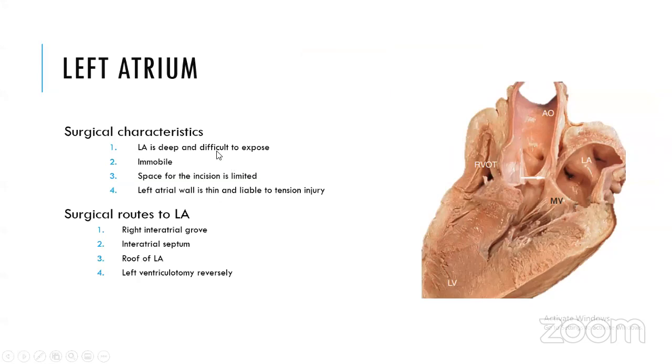Surgical characteristics of the left atrium. The left atrium, as seen from the picture before, is deep and difficult to expose. It is immobile. Space for incision is limited. The left atrial wall is thin and liable to tension injury. So there are surgical routes to the left atrium: right interatrial groove, interatrial septum, roof of the left atrium, or left ventriculotomy reversely.